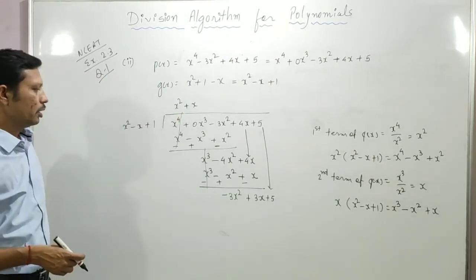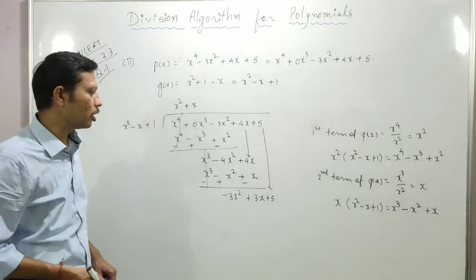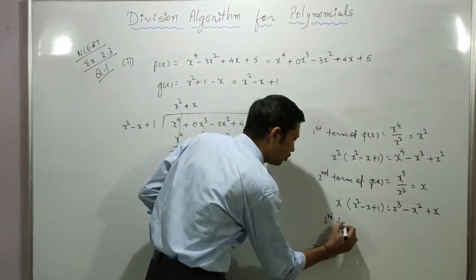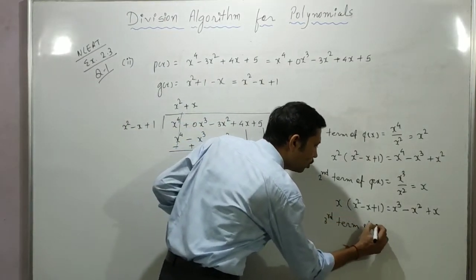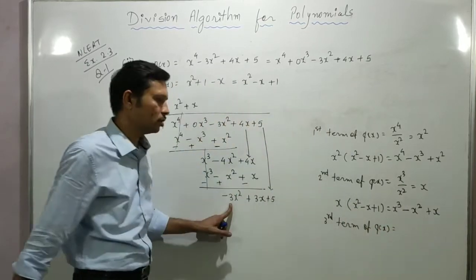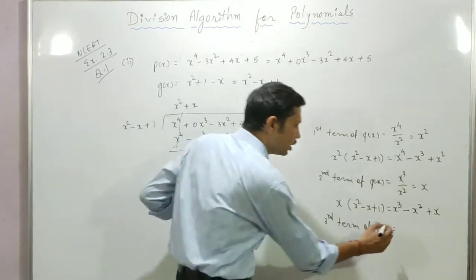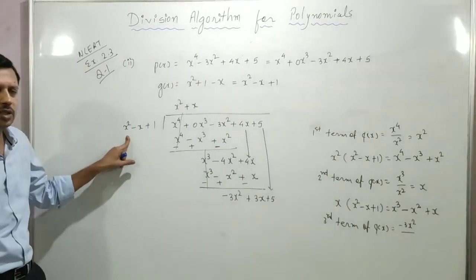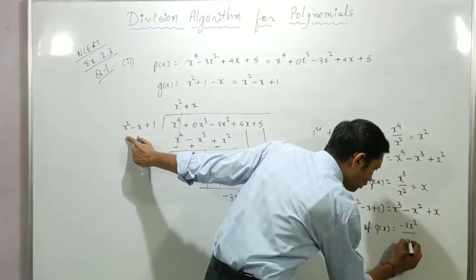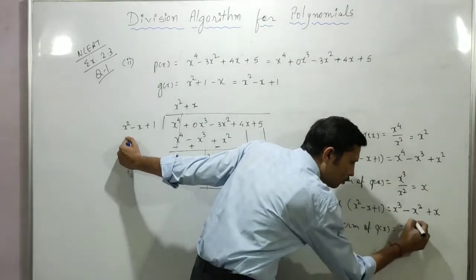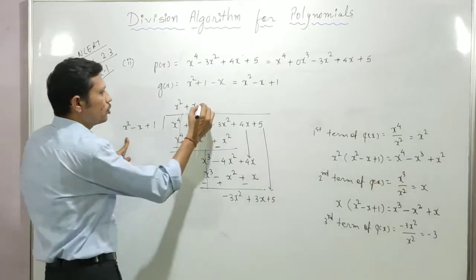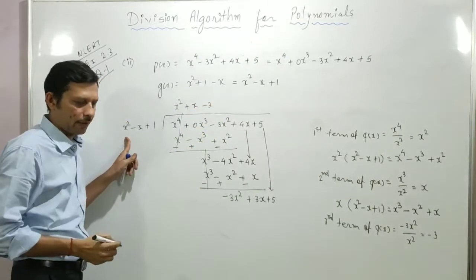Okay. Now again we need the third term of the quotient. How can we get it? The first term of the dividend should be divided by the first term of the divisor. Now you can see here x square will be cancelled out, so how much is left? Minus 3. So my quotient term is minus 3.